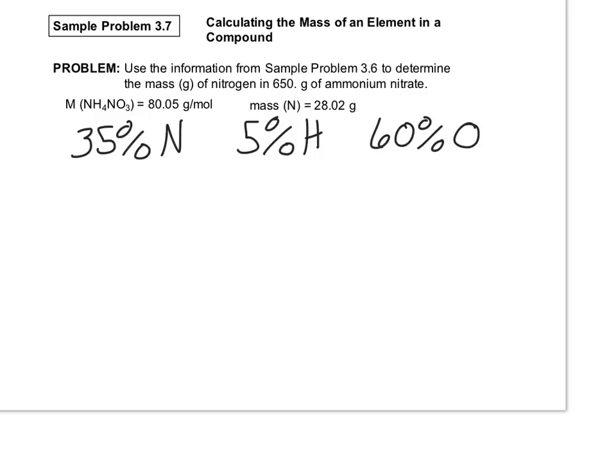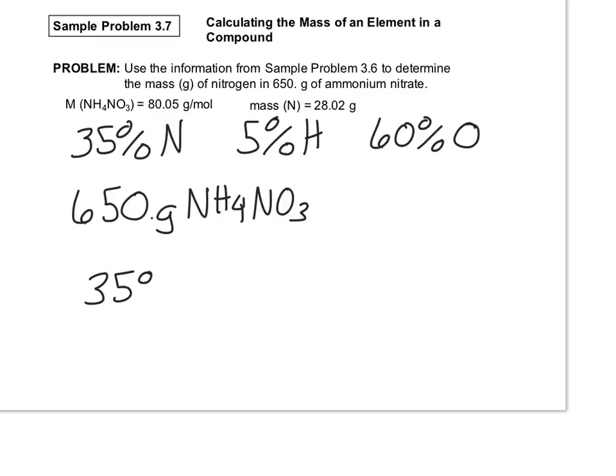Now we know this problem has told me that I have 650 grams of ammonium nitrate, NH4NO3. And I want to know how much of that 650 grams is nitrogen. So I can take the mass percent and convert that to mass fraction. So I know that 35% of ammonium nitrate is nitrogen.